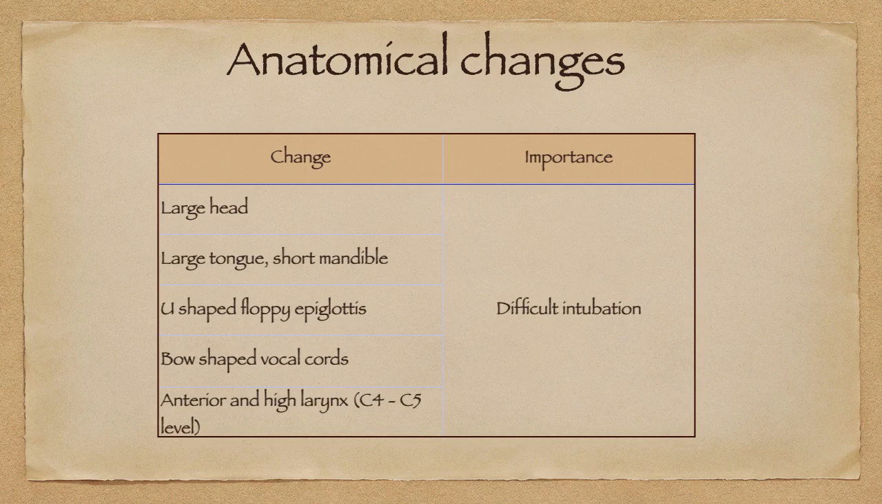Then a U-shaped and floppy epiglottis. Whenever you do a laryngoscopy, because of the U-shaped and floppy epiglottis, it can obstruct the view of the vocal cords. Then you have bow-shaped vocal cords, and an anterior and higher larynx, at C4 and C5. In adults, it is at the C5 and C6 level. All these will lead to difficult intubation.